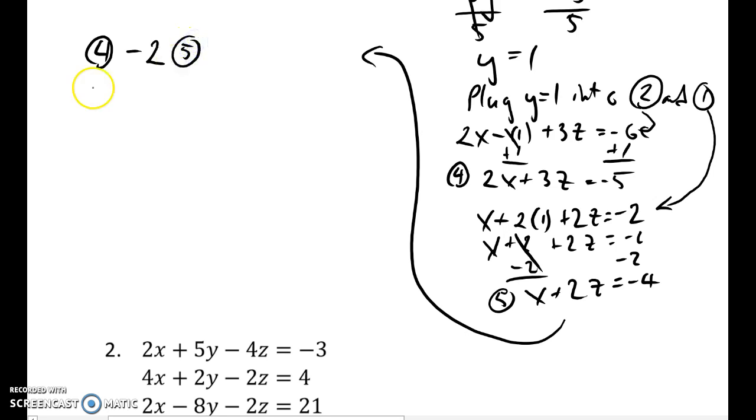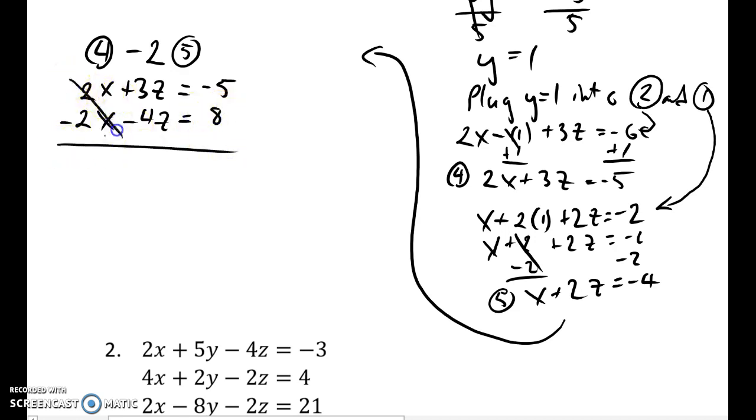Now I have 2x plus 3z equals negative 5. And for equation 5, I'm going to multiply the negative 2 through it, saving myself a little time to distribute that negative 2. So it becomes negative 2x minus 4z equals 8. When I combine these, the x's cancel out. I'm left with negative z equals 3. So I divide by negative 1, and I end up with z equals negative 3.